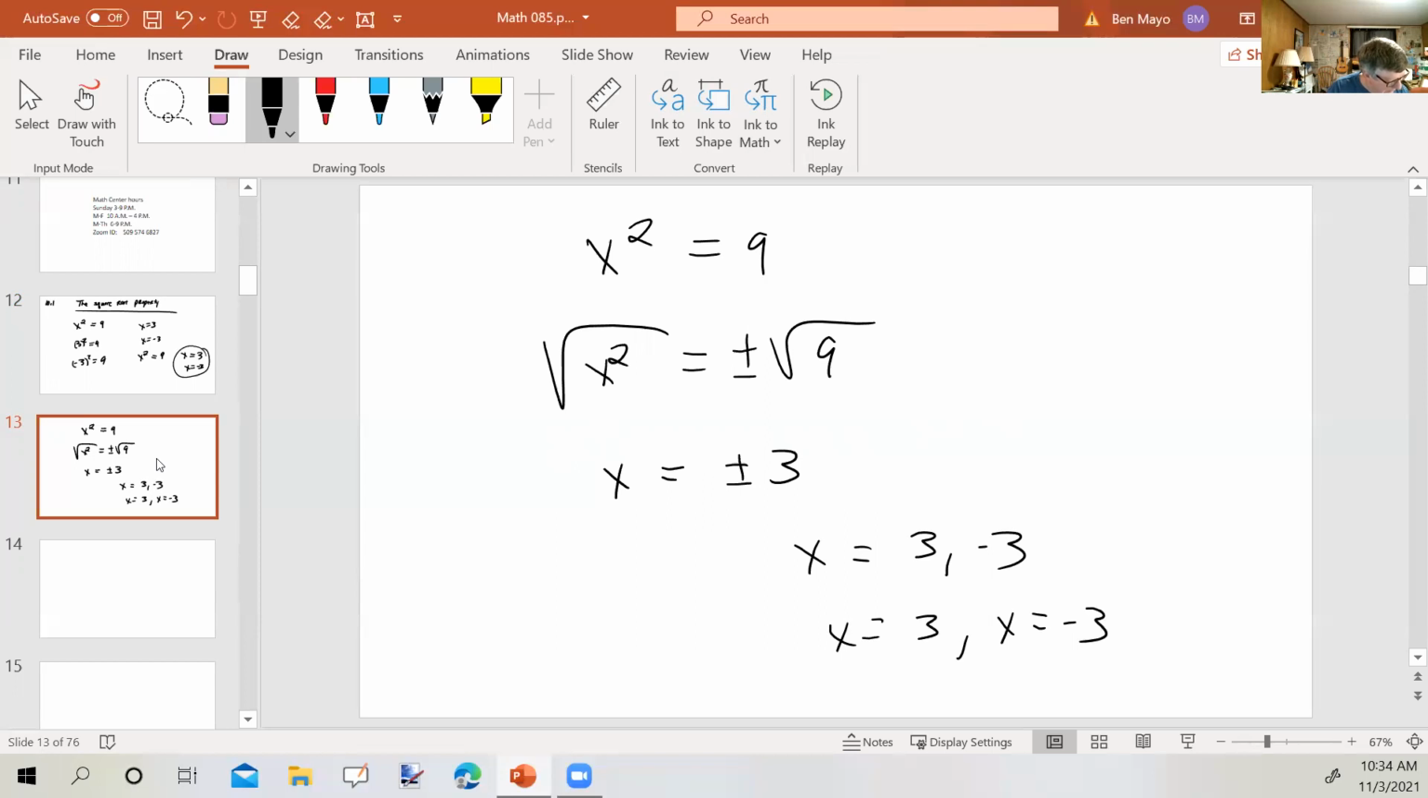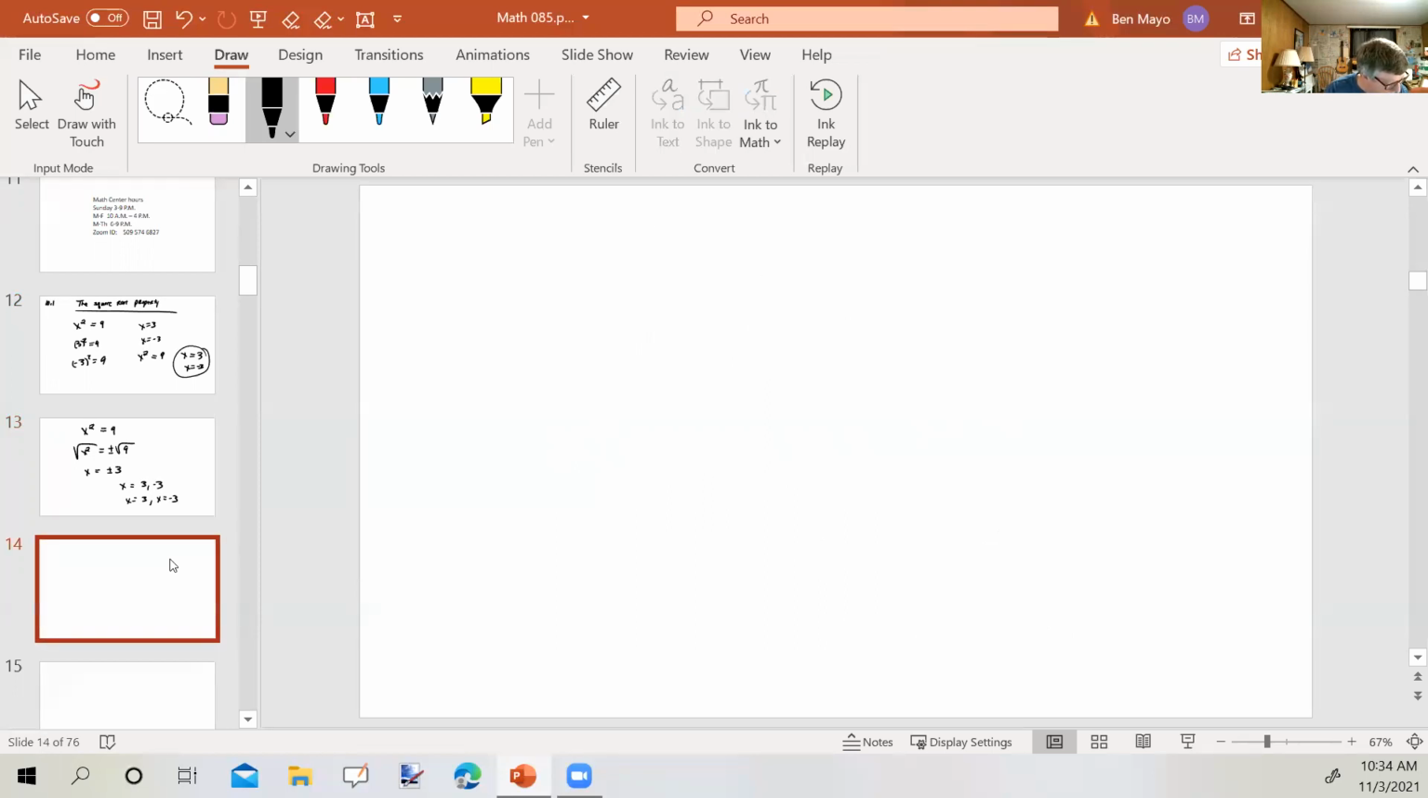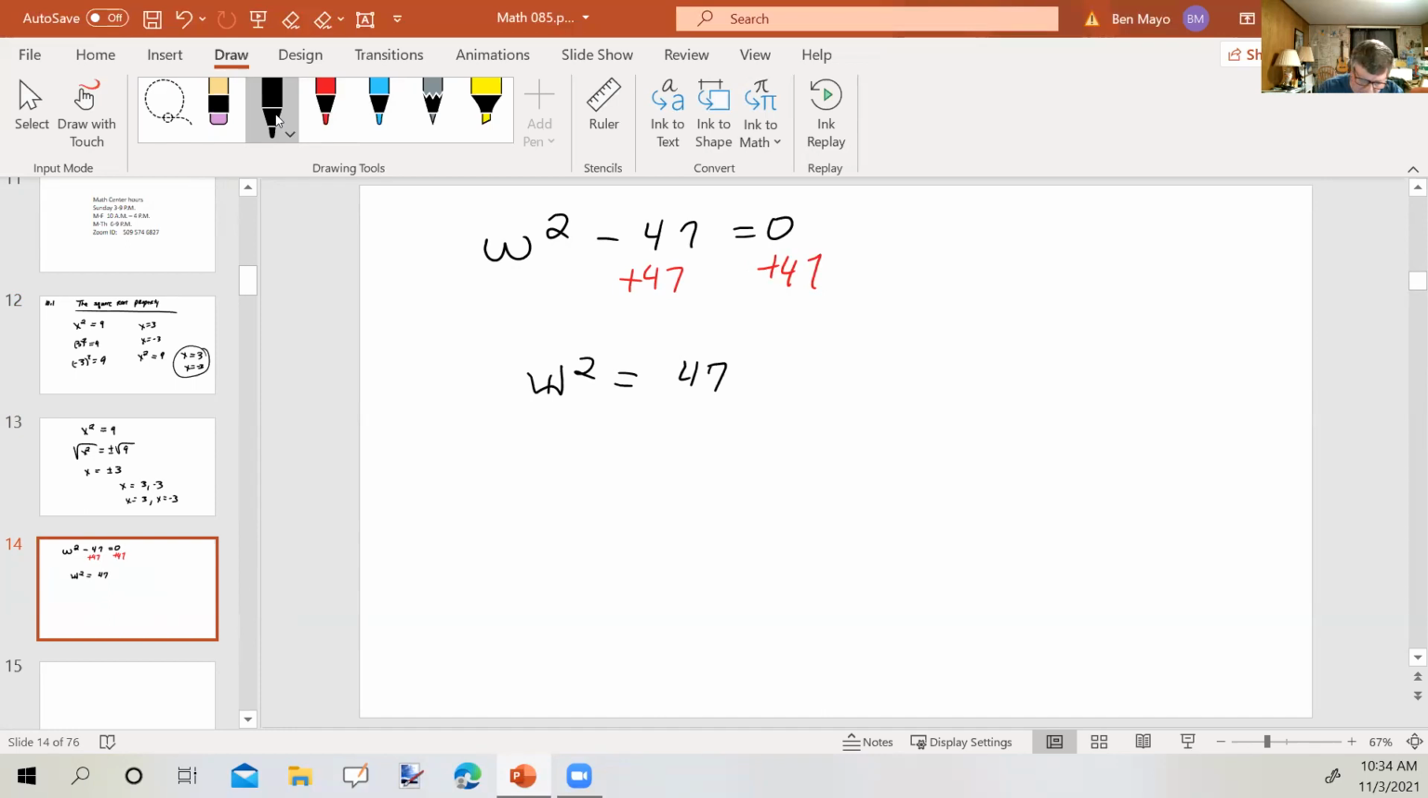Okay, so let's take a look at some other examples. Let's take a look at the following equation. W squared minus 47 equals 0. So we need to get it in that special form where we have a term containing the variable, which is a perfect square, equal to a constant. So in this case, we'll add 47 to both sides of the equation. So now it's ready. W squared equals 47. So now we'll take the square root of both sides of the equation.